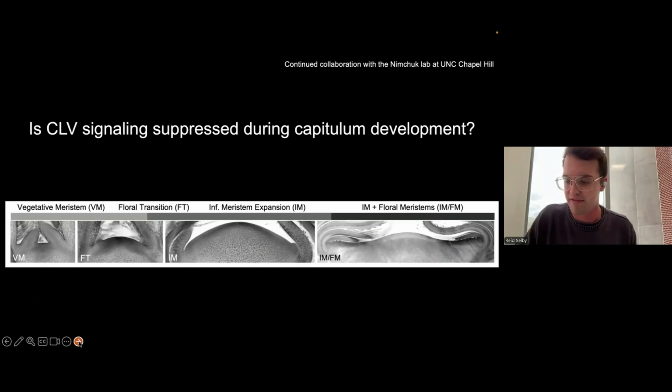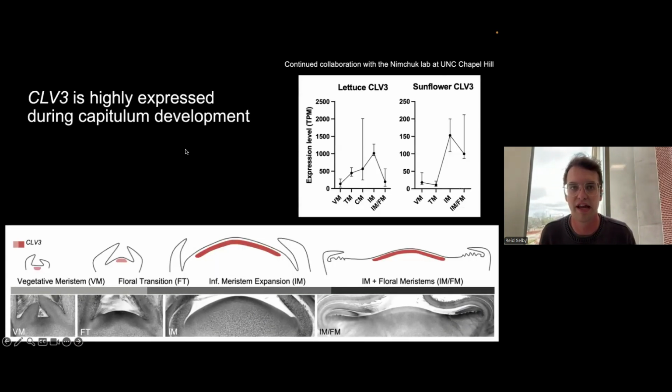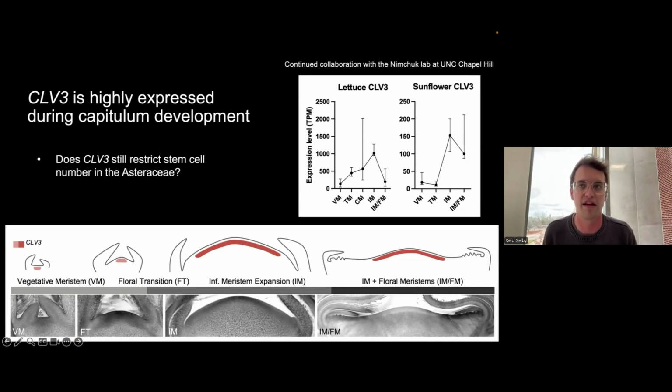So given that we have this period of meristem expansion underlying capitulum formation, one of the questions that might be natural to ask is: is clavata signaling suppressed during capitulum development? And looking at expression from both lettuce and sunflower, we see that during this period of meristem expansion, we actually see a pretty big uptick in clavata 3 here, leading us to ask, does clavata 3 still restrict stem cell number in the Asteraceae, or has its function shifted?